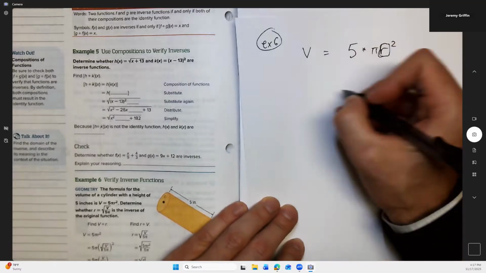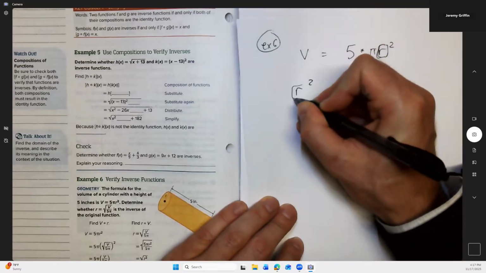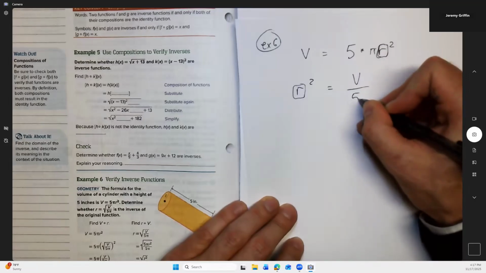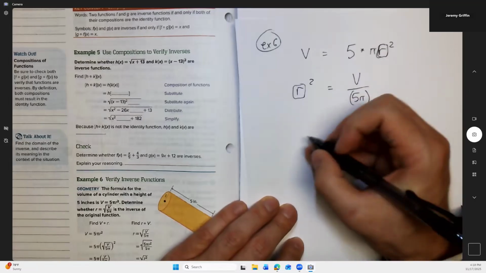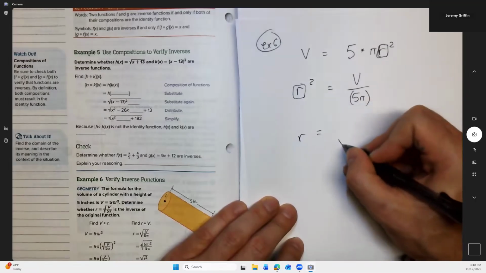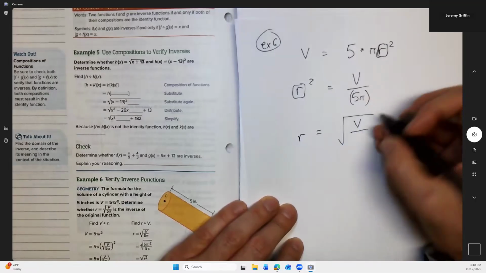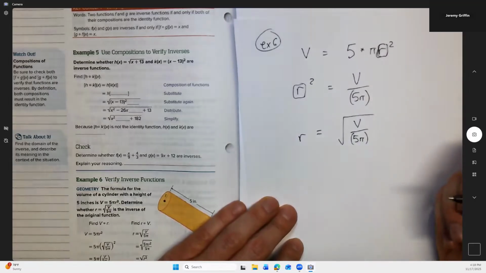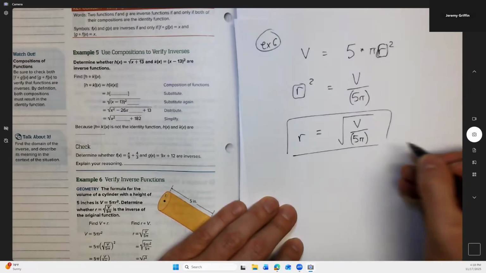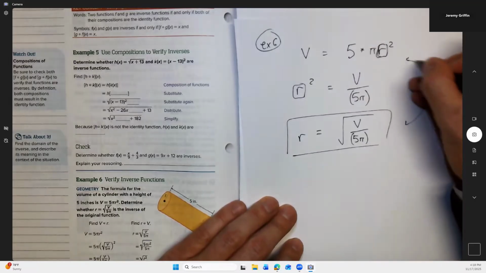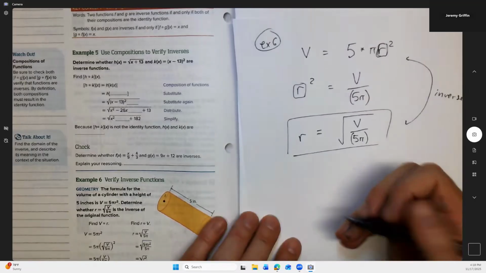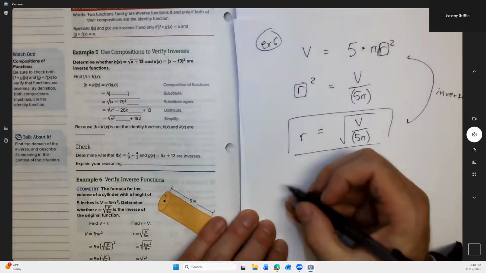So let's do it. Solve r squared for r: I take the original volume and divide by 5 pi, and then take the square root. So the radius is the square root of whatever volume I measure, like the volume of water, divided by 5 pi. Now, these functions should be inverses of each other. So how can I test that?